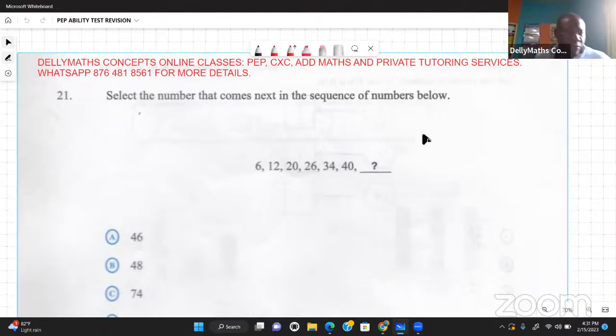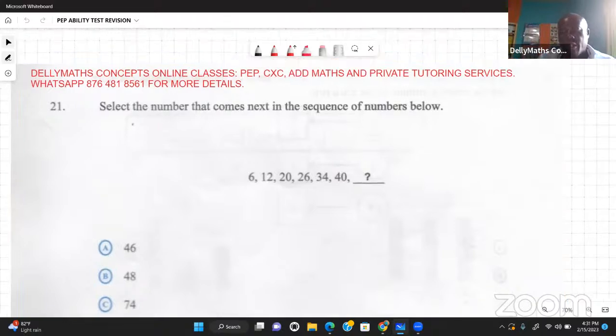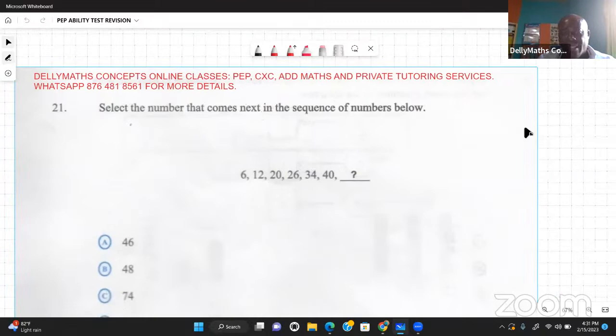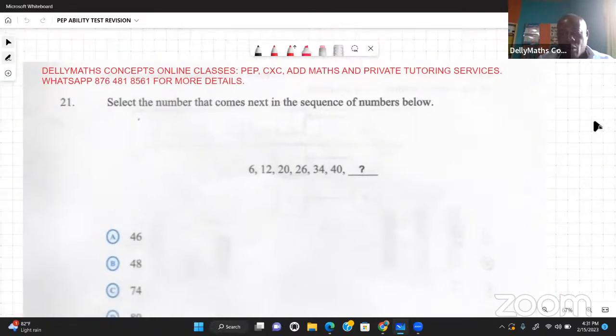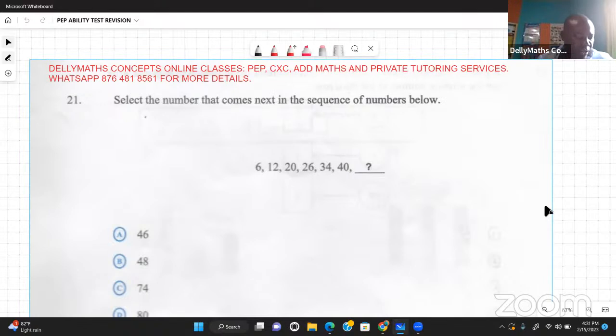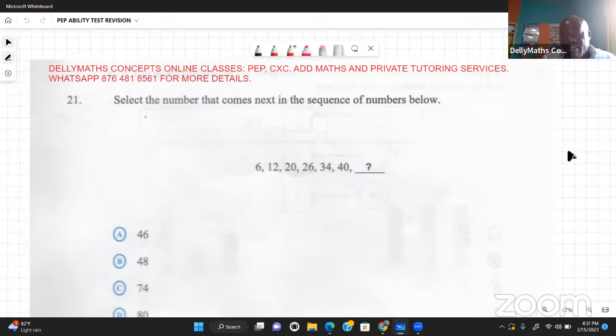All right, so let's go. For the first question, it says select the number that comes next in the sequence below. So what we want to do for a question like this is to look. Remember, as soon as you know the answers, you're expected to type the answers in the chat, whether it's A, B, or C.